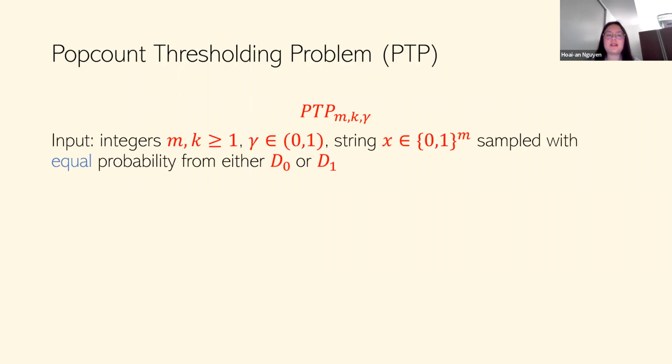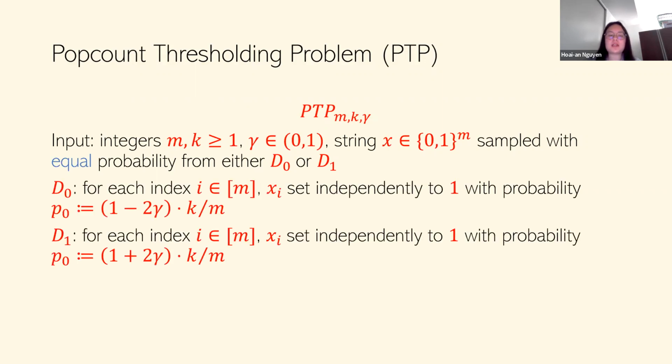So PTP is defined as following. We have inputs M and K, which both have to be positive, some gamma, and then a string X of length M, where every single bit is either 0 or 1. And X is sampled with equal probability from one of two distributions, either D0 or D1.